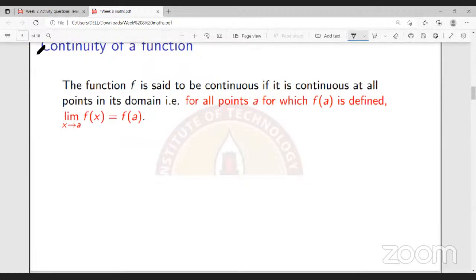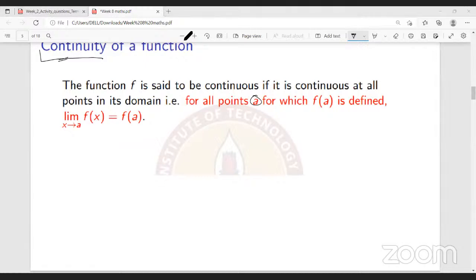Okay, so now about the continuity of a function. The function f is said to be continuous if it is continuous at all the points in its domain, so for all the points a for which f of a is defined.